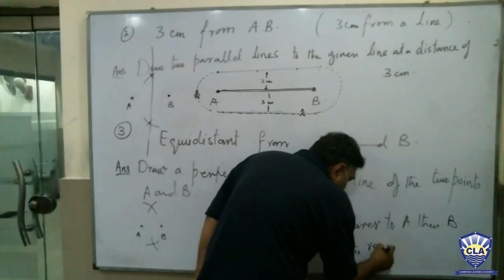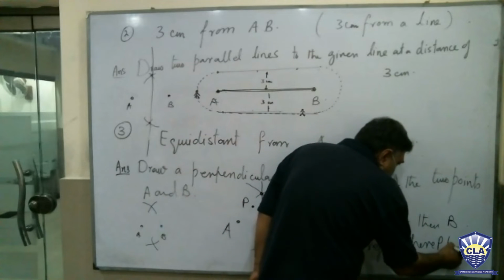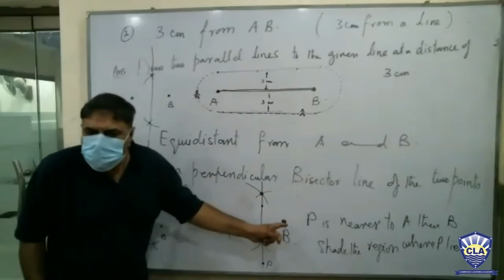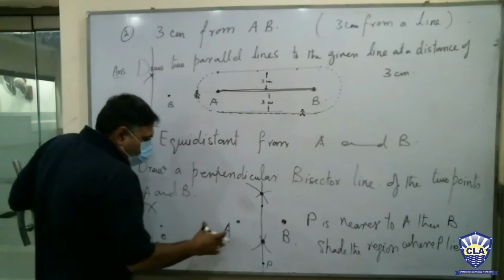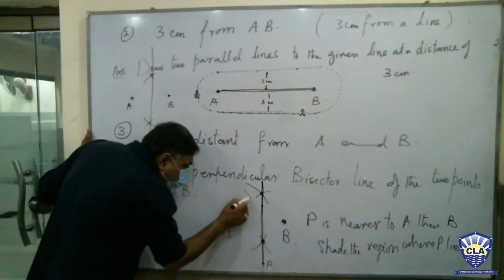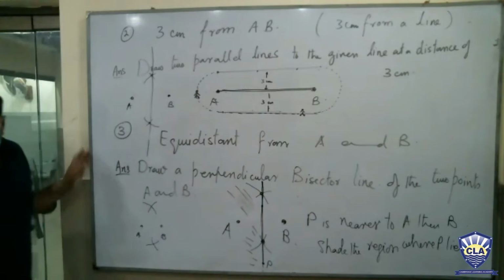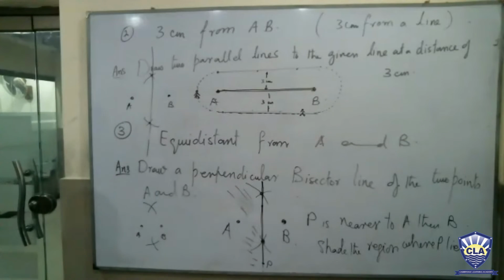Shade the region where P lies. P is nearer to A than B. So where? On this side. On this side, P can lie. Okay. P is nearer to A than B. Shade the region.